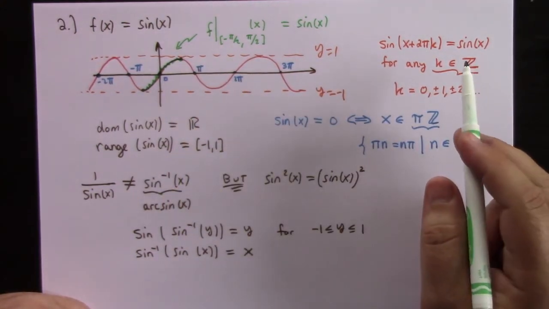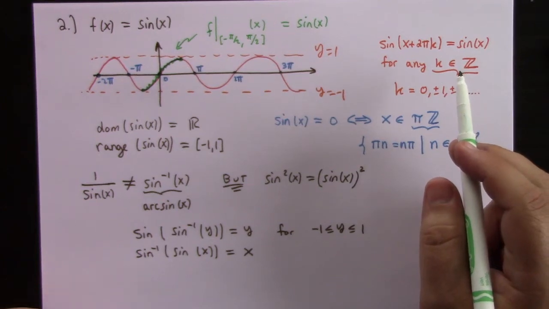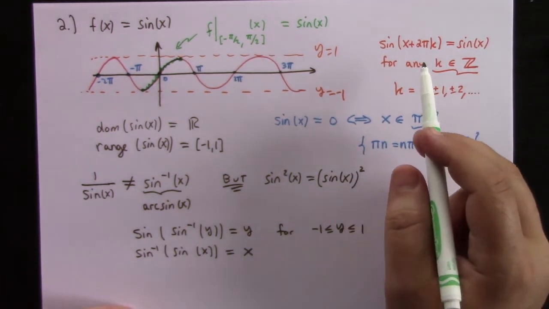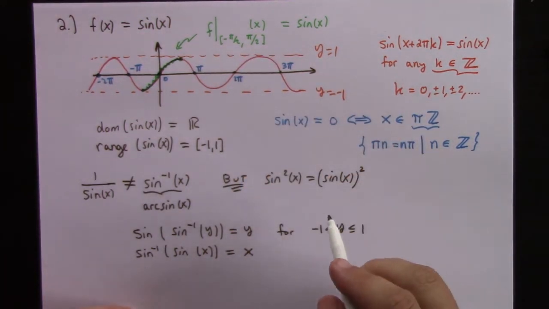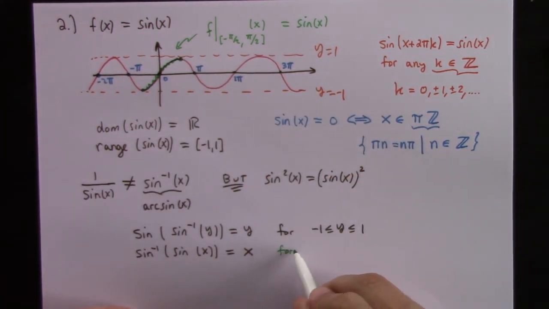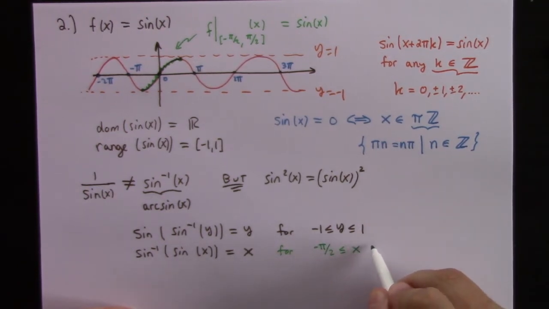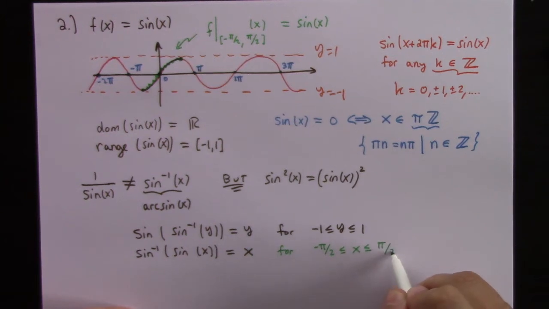restriction of sine. That's the definition of inverse sine, that it's a so-called local inverse of sine. It's an inverse for sine restricted to this particular closed interval. So, by definition, this is only for minus pi over 2 less than or equal to x less than or equal to pi over 2.